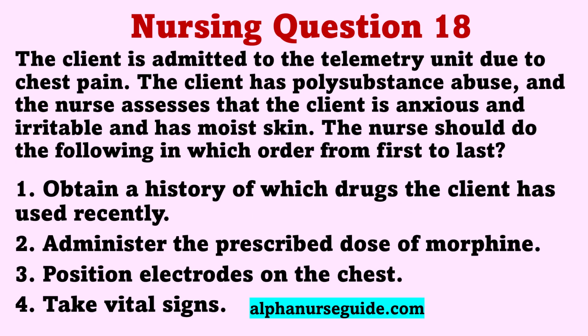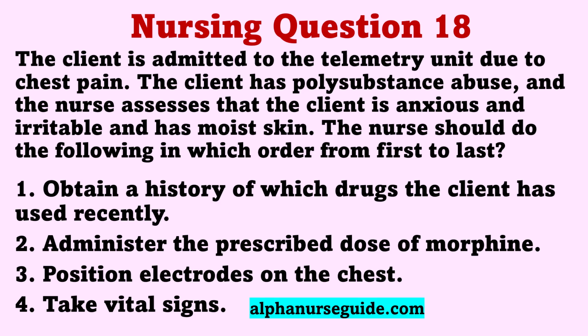The client is admitted to the telemetry unit due to chest pain. The client has polysubstance abuse, and the nurse assesses that the client is anxious and irritable and has moist skin. The nurse should do the following in which order from first to last. 1. Obtain a history of which drugs the client has used recently. 2. Administer the prescribed dose of morphine. 3. Position electrodes on the chest. 4. Take vital signs.